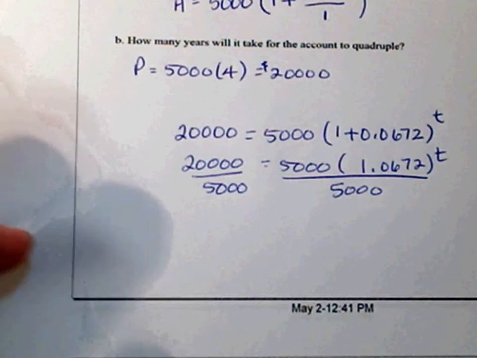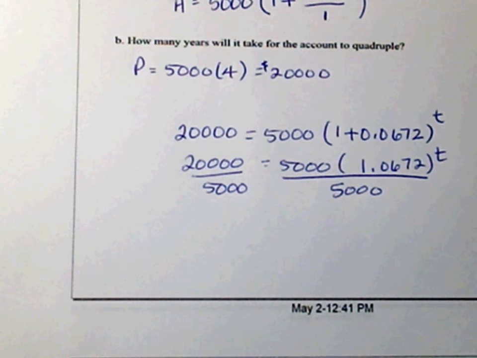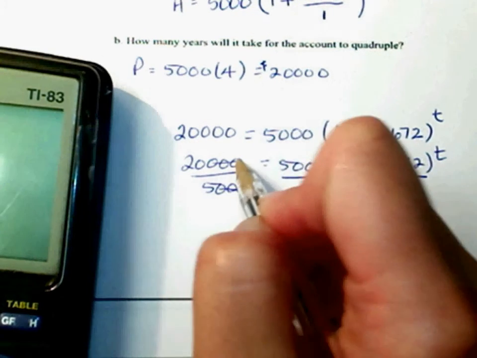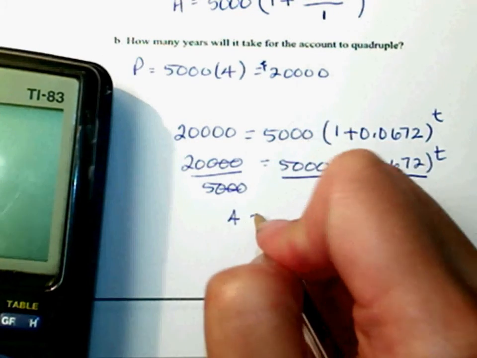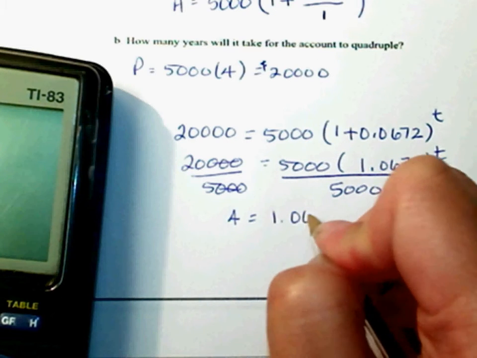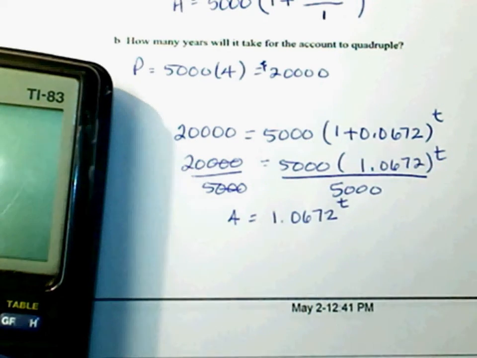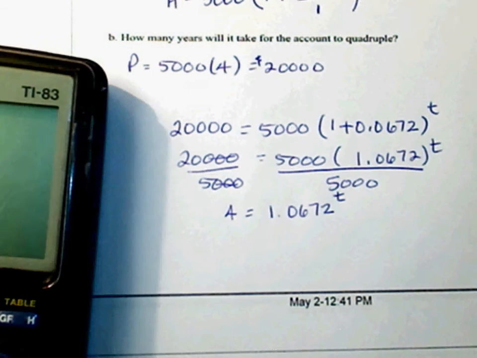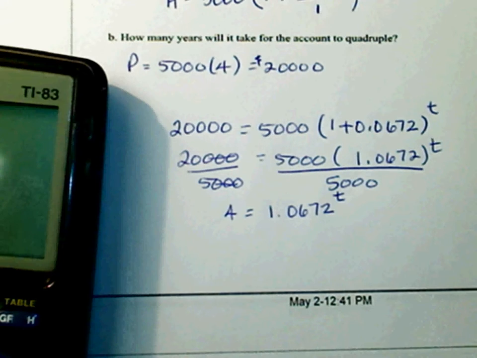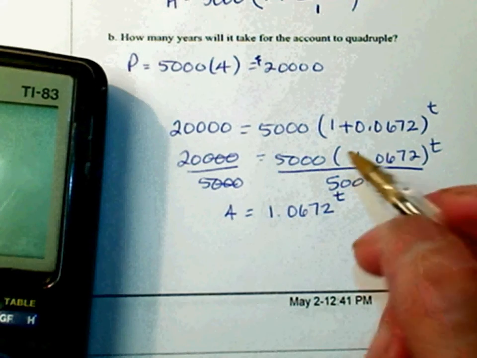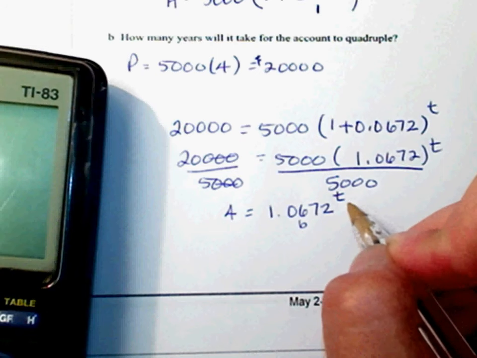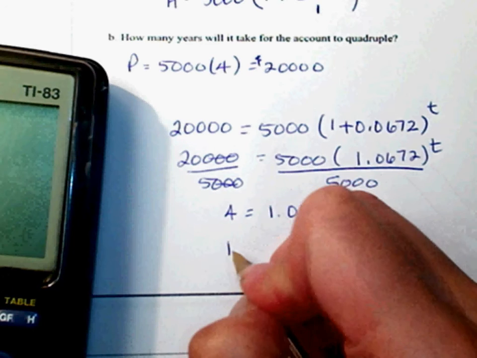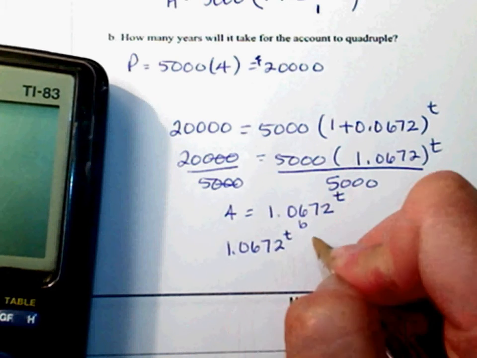And if you will look, get my calculator, 20,000 divided by 5,000. 3 zeros can wait. So 20 divided by 5 leaves you 4, is equal to 1.0672 raised to the T, okay? Notice the T is in your exponential power. So what you can do is you can use your logarithm. So here's your base, raised to the X is equal to that. So I'm going to rewrite it to where you are more familiar with it. 1.0672 to the T is equal to 4.